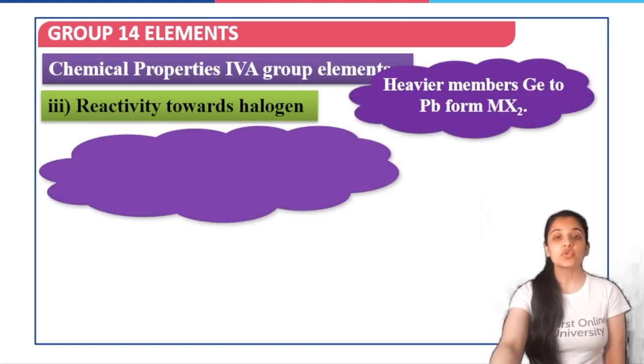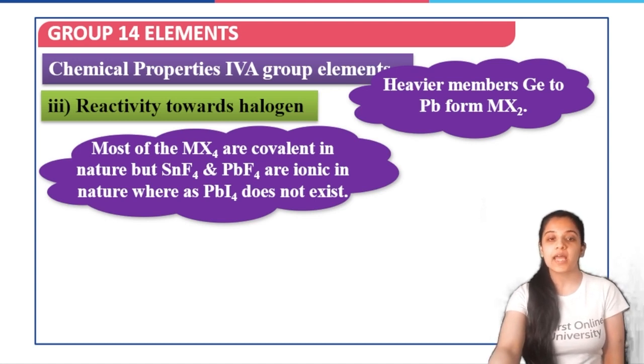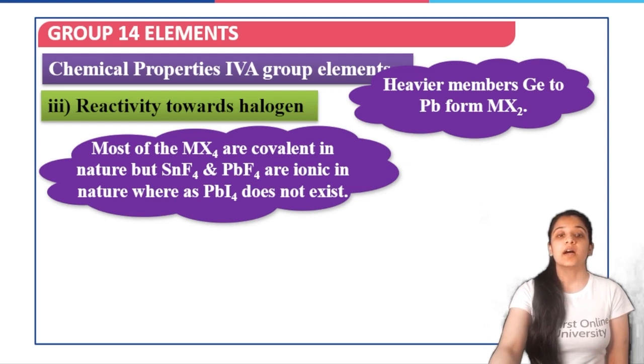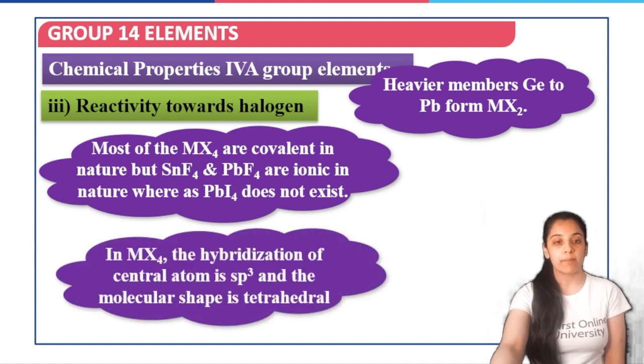Okay, so we can see that heavier members, that is germanium, tin, lead, they form MX2 because they show +2 oxidation state more than +4 oxidation state, and most of the MX4 are covalent in nature, but tin tetrafluoride and lead tetrafluoride are ionic in nature, whereas lead iodide, that is PbI4, does not exist. These are a few facts that you will have to remember. In MX4, the hybridization of the central atom is sp3 and the molecular shape is going to be tetrahedral, not square planar.